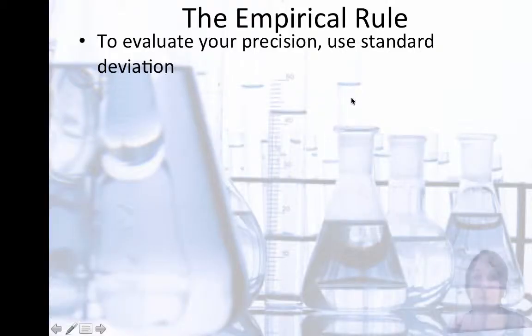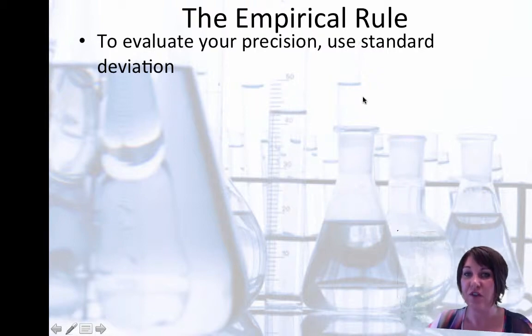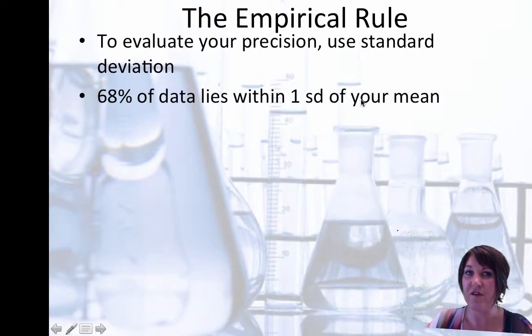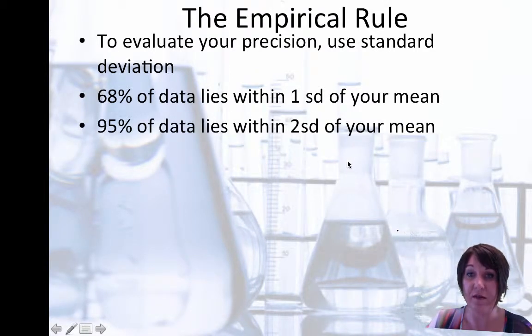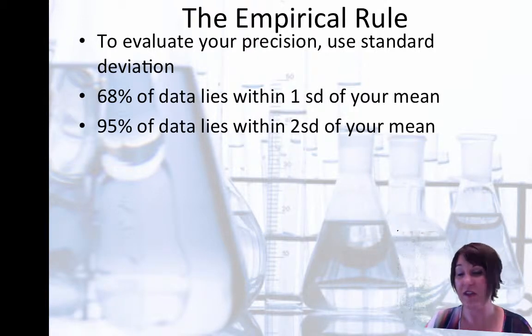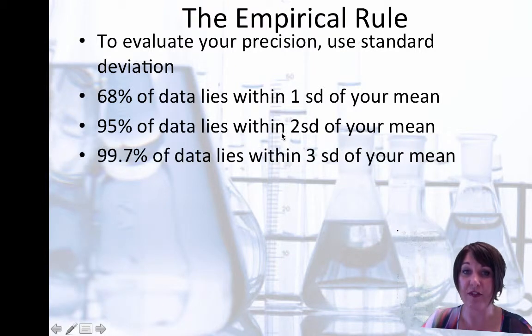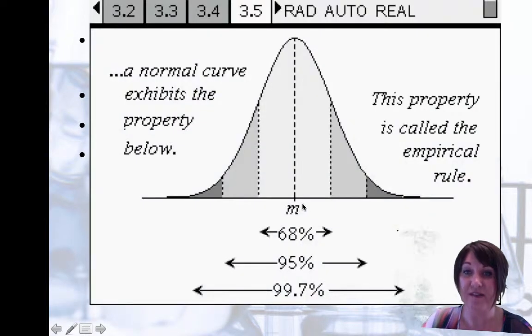The empirical rule gives us the ability to justify using standard deviation as a means of evaluating the precision and choosing testing for outliers. See, in any data set, 68% of the data lies within one standard deviation of your mean. That means a smaller spread. But if we widen the spread to 2 standard deviations, that should give us 95% of the data. Anything that's beyond that might be too far from the average to be counted as reliable data. And then 99.7% lies within 3 standard deviations.